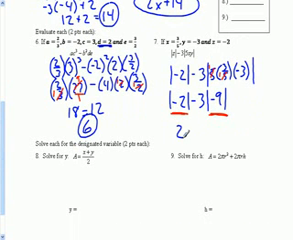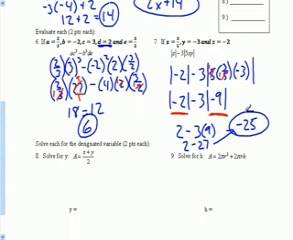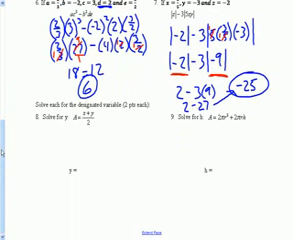So the absolute value of 2 is 2, so I have 2 minus 3 times the absolute value of negative 9 is going to leave us with a 9. So it's just 3 times 9, which is going to be 27. 2 minus 27 is going to give us a negative 25. All right, we have to simplify everything that's inside the absolute value before we actually take the absolute value.